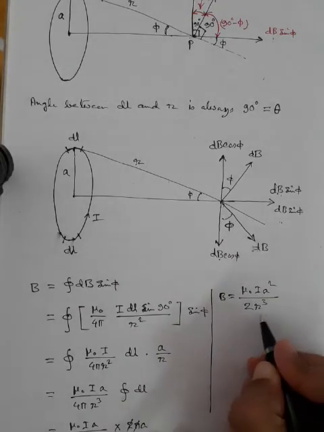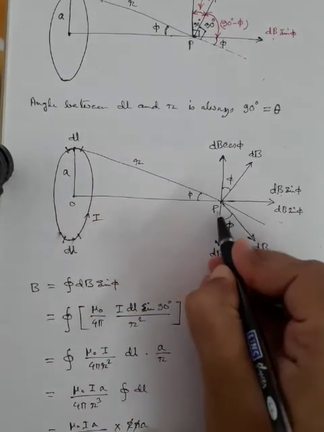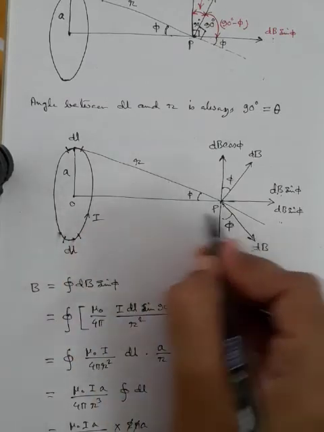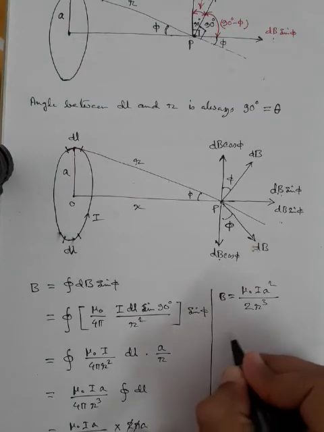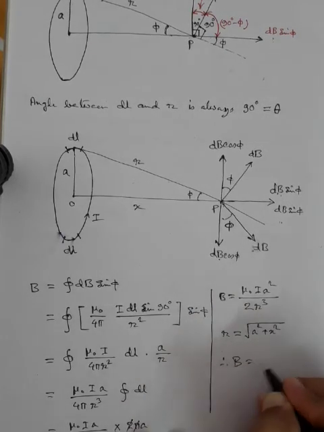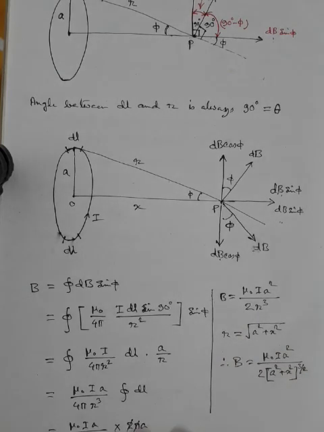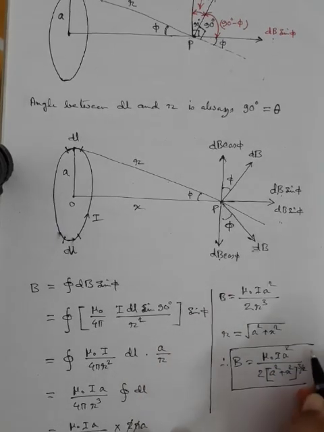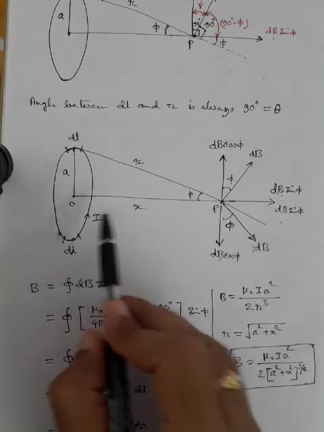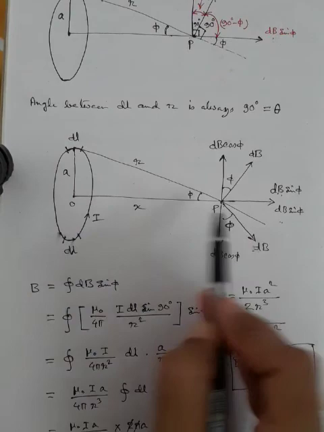Okay, what is the value of r cube? What is the value of r in terms of the distance from the origin to this point P? If I consider the distance between these 2 points is x, then we can write r is equal to root over of a square plus x square. Therefore B will be mu 0 I a square by 2 into a square plus x square whole to the power 3 by 2. Okay, this is the expression for the magnetic field due to a circular current carrying conductor on any point on the axis of this current carrying conductor, P.